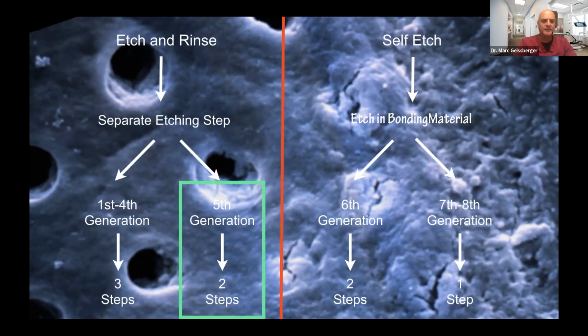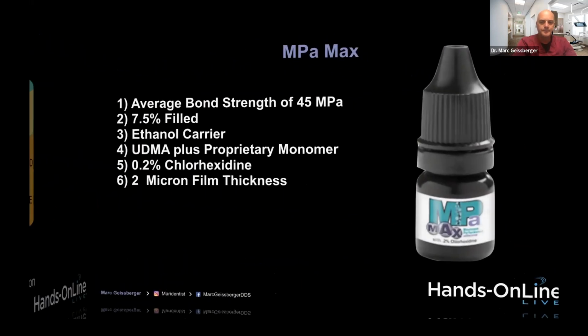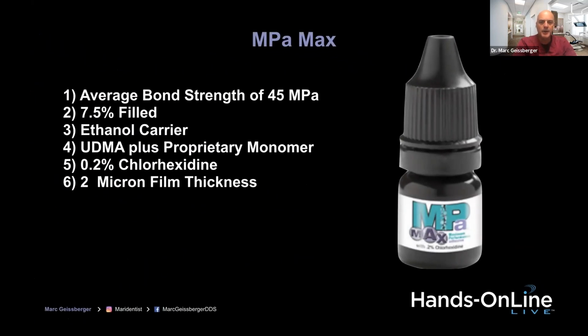Now, as far as the 5th generation etch and rinse camp, these are a 2-step system that employs an etch and then a primer and adhesive that is combined into one. Now, there are many examples of these, and these are total etch, meaning you'd apply your etch on the entire surface of the tooth, regardless of whether it's dentin and enamel. Rinse that off, place a primer, air thin, and light cure. So these two-step systems work very well and obtain a very high bond strength. One of the ones I use routinely in my practice is MPA Max from Clinician's Choice.